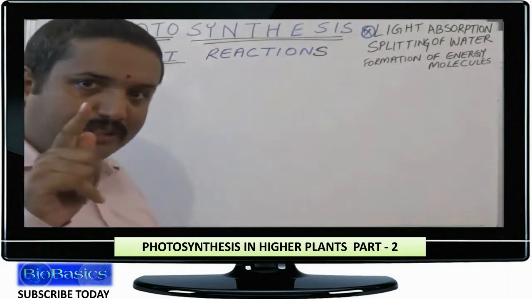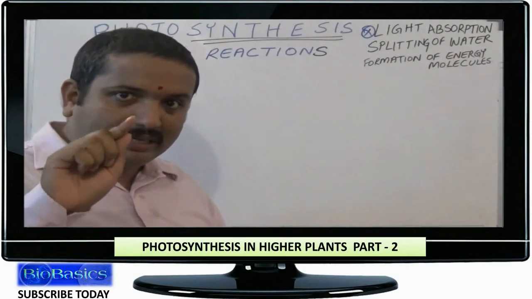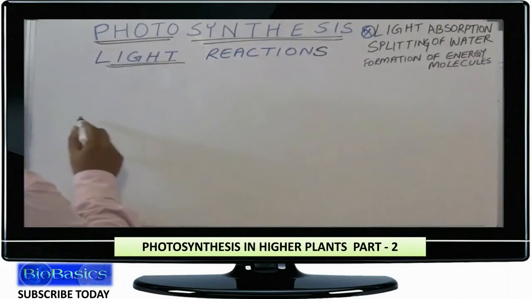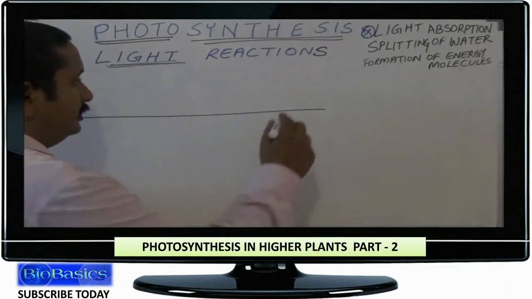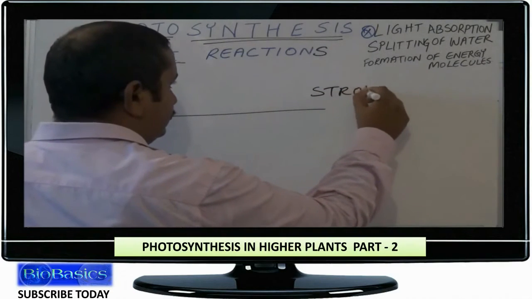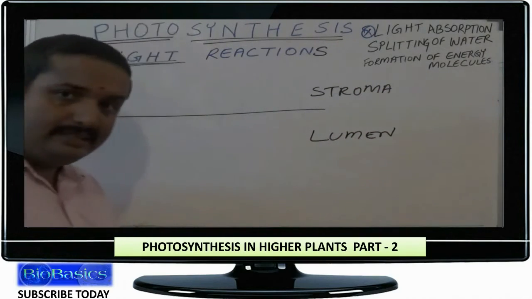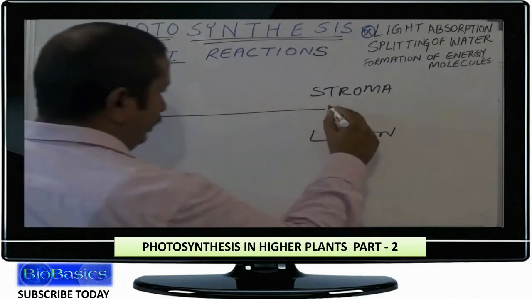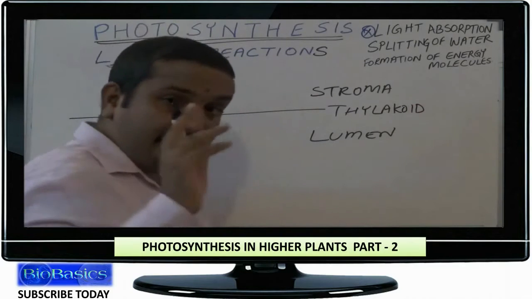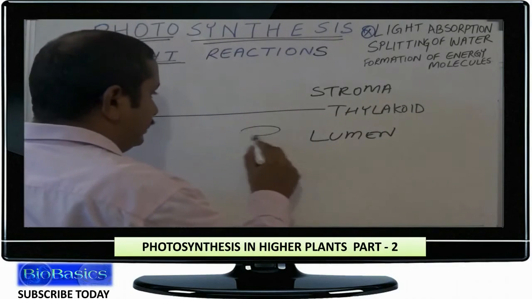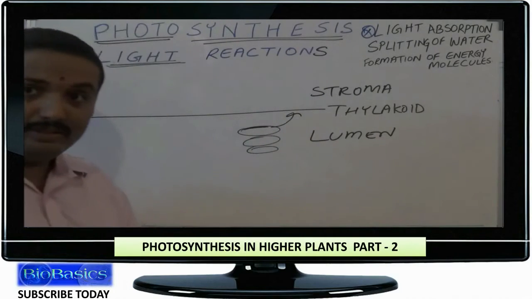Right. Now we are going to go inside the thylakoid membrane and find out what exactly happened to that excited electron. So now we are inside the thylakoid membrane. The outside is the stroma, inside is the lumen, and this is the thylakoid membrane. In case you are getting confused, let me show it to you again. This is the thylakoid, and you are here. That is what I have magnified and shown here.